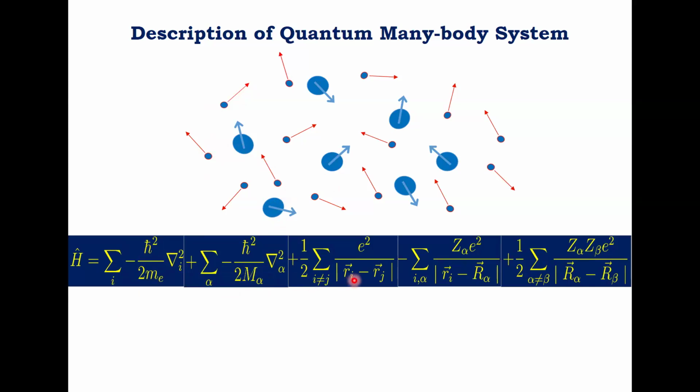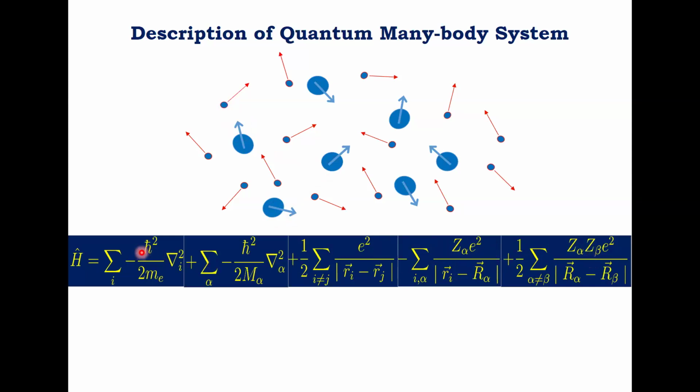The third part is the electron-electron interaction. These electrons also interact with each other, so this is the electron-electron interaction energy. The fourth part is the electron-nuclear interaction, since electrons also interact with nuclei. The fifth part is the nuclei-nuclear interaction. These nuclei also interact with each other, and this term is given by the fifth part of that Hamiltonian equation.